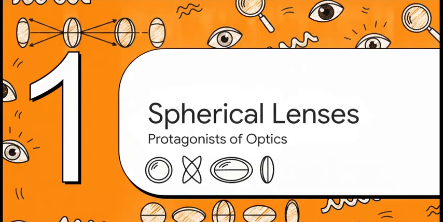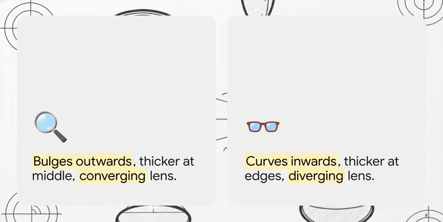Meet the spherical lenses, the real protagonists of optics. Okay, let's dive into this clear physical dichotomy between our two main lens types. A lens is basically just a transparent material bound by at least one spherical surface. First up, we have the double convex lens. If you picture a classic magnifying glass, you've got it. Notice how it bulges outwards? It's thicker in the middle than it is at the edges. And because of that specific shape, it converges light rays, bringing them all together to a concentrated point.